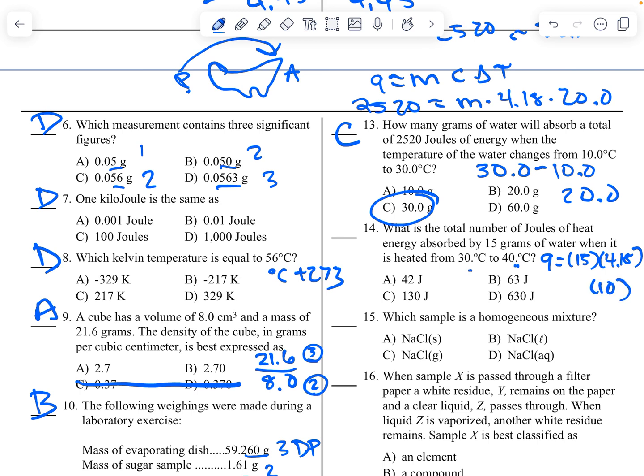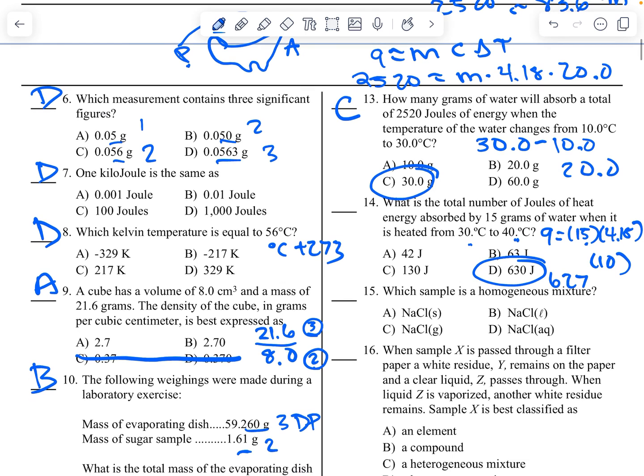So 15 times 4.18 times 10 gives me 627. That's not a choice. However, if we round to 2 sig figs, which 15 is 2 sig figs, we're going to go to 630. Which sample is a homogeneous mixture?